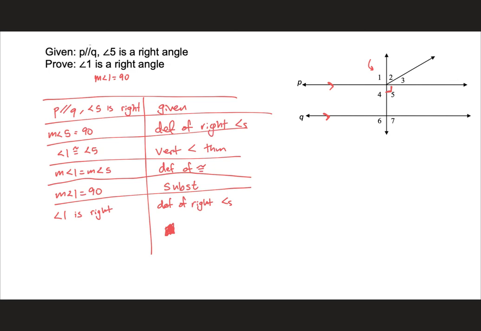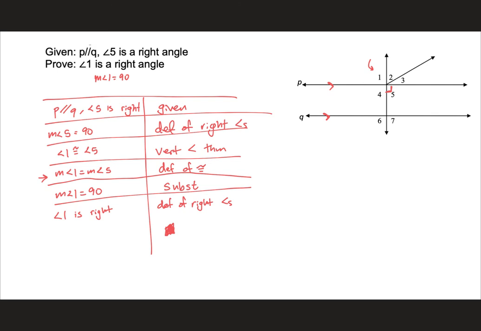Alright, now if some of your steps are a little scrambled, that's fine. The important things you needed to say is you needed to have said that the measure of angle 5 was 90 before you try any variation or substitution here at the end. Likewise, you needed to have said the two angles were equal to each other before you use substitution again, because there is no substitution property of congruence. Okay?